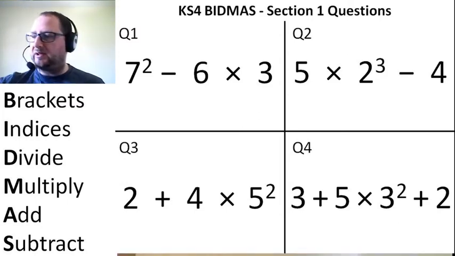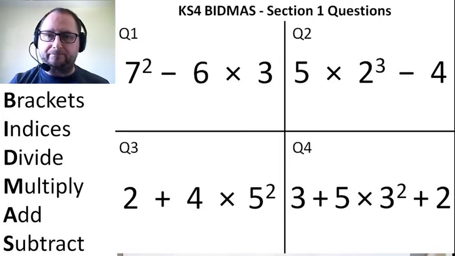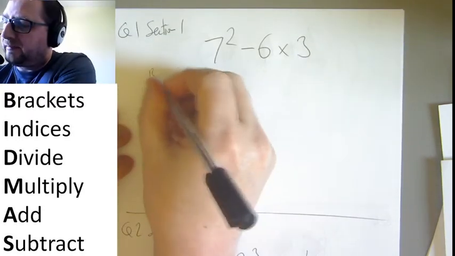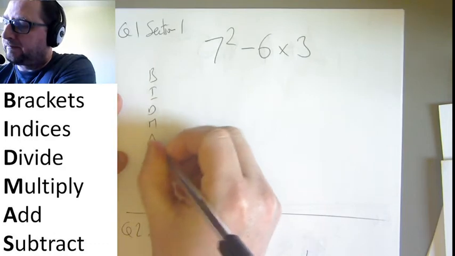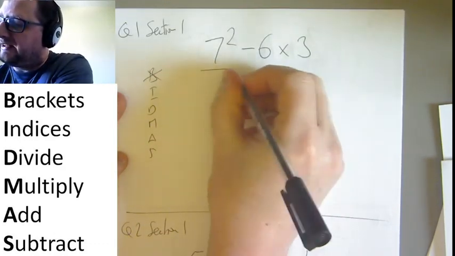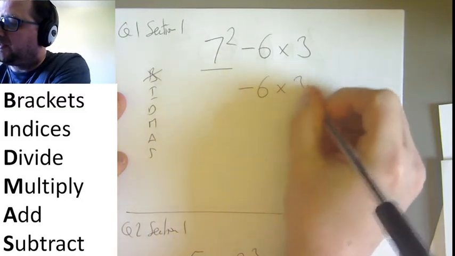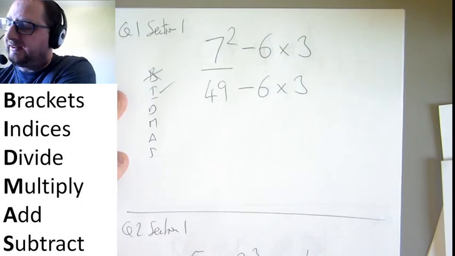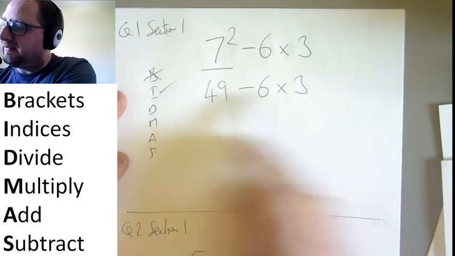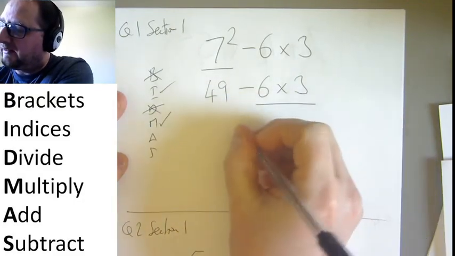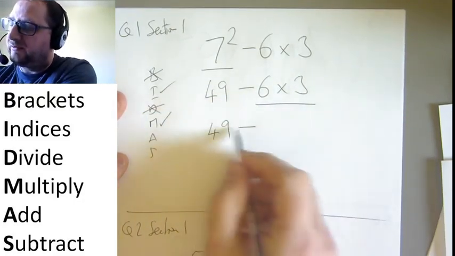And here we go. So section 1, question 1. We're going to write BIDMAS out and work our way down it. Are there any brackets? No. Is there an indice? Yes, meaning these two operations drop down. 7 squared is 49. Indice done. Are there any divisions in this question? No. Are there any multiplications? Yes, meaning the subtraction and the 49 will not work.